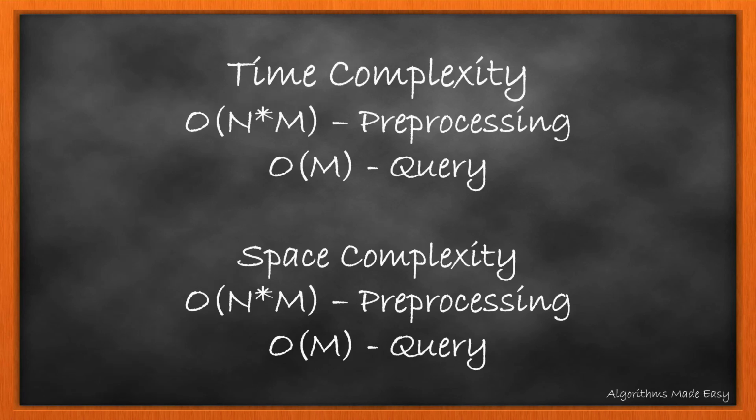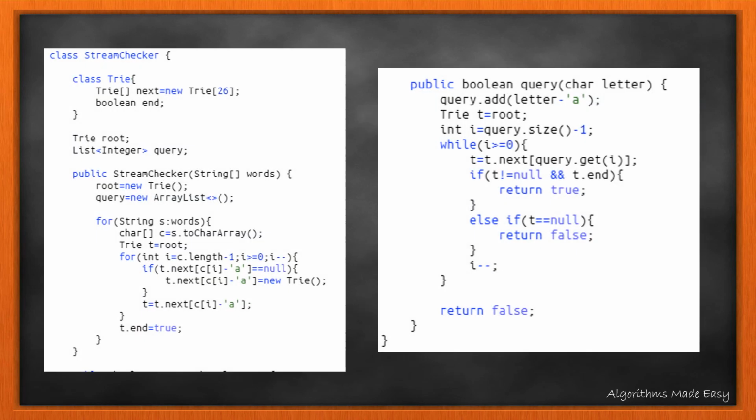The time and space complexity for preprocessing is O of m into n, where n is the number of words and m is the word length. For the query method, it is O of m, where m is the maximum depth of the trie. Here is the actual code snippet. You can also find the link to the code in the description below.